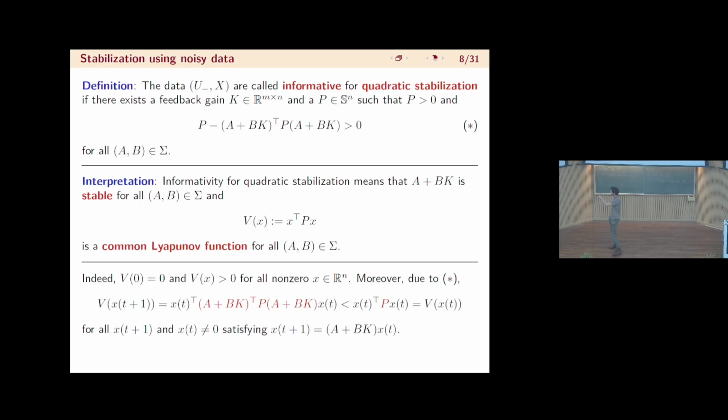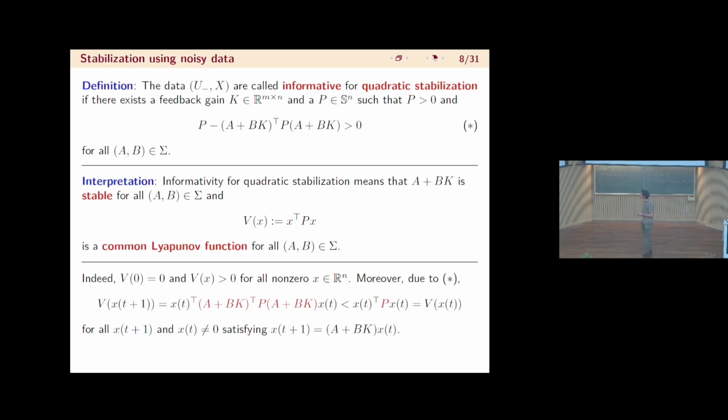But now you see something nice, because due to our Lyapunov inequality, this term in the middle over here, (A plus BK) transpose P (A plus BK), is less than P. So this is less than x transpose Px. But that's just our Lyapunov function evaluated at x(t). So indeed, along the trajectories of your system, this Lyapunov function decreases. And by a theorem of Lyapunov then, indeed, the closed loop system is stable.